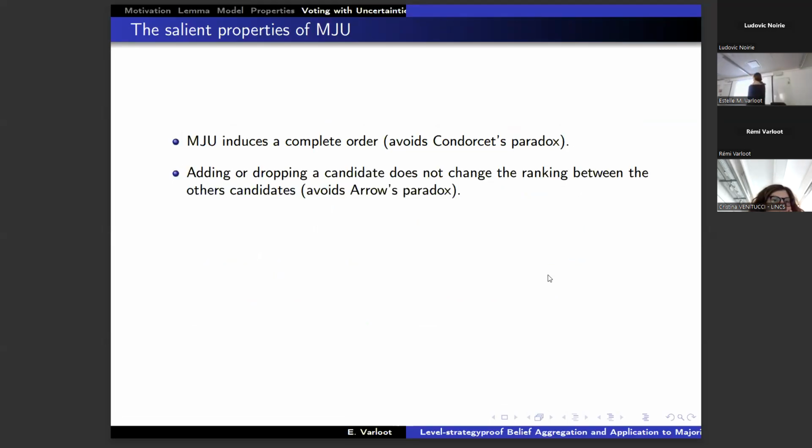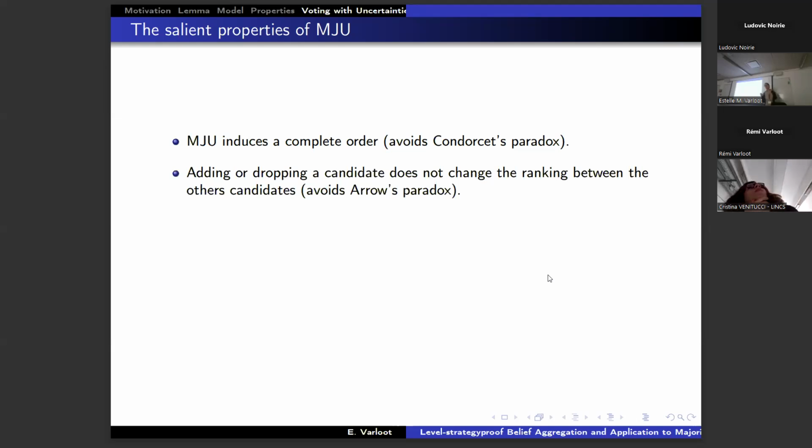This avoids kind of the paradox, depending on how you define it. One thing that was very interesting in this method, but was also the case with majority judgment, is IIA, so independence of irrelevant alternatives. The definition here is slightly different from the official definition.